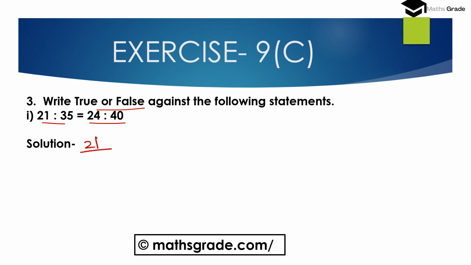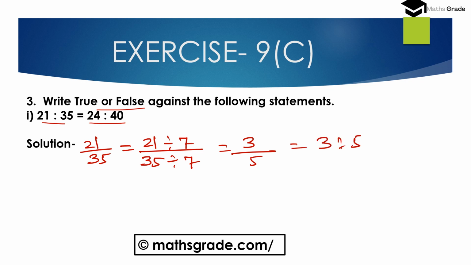That is 21 divided by 35, and between 21 and 35, 7 is the common factor. So divide the antecedent 21 by 7 and the consequent 35 by 7. Now 21 divided by 7 is 3 and 35 divided by 7 is 5. That is 3 is to 5.